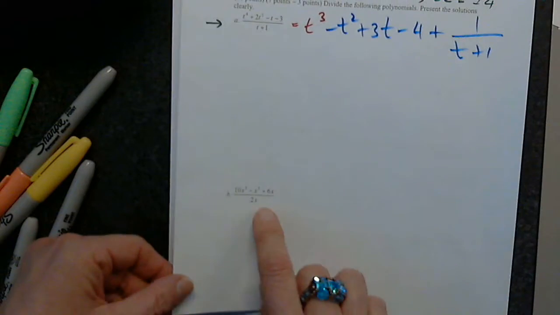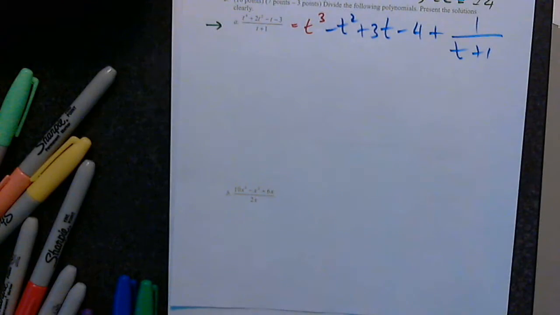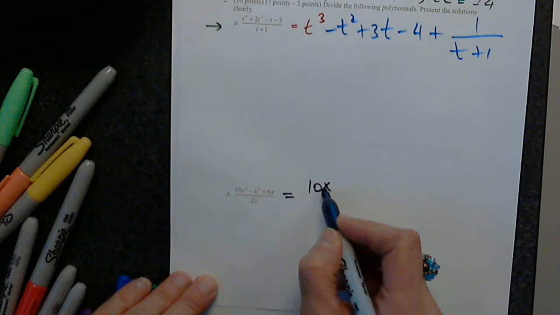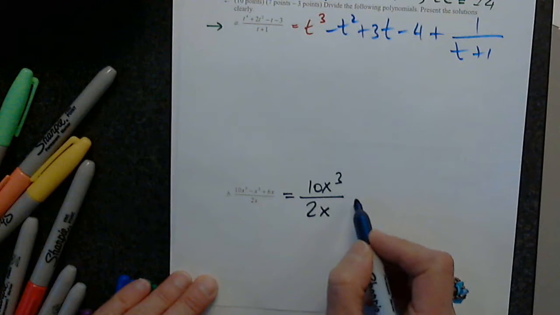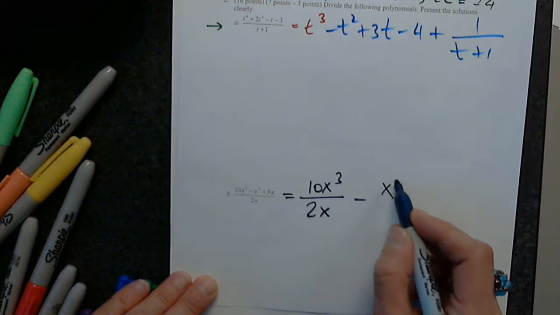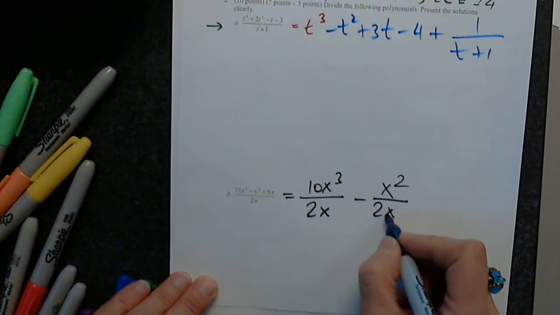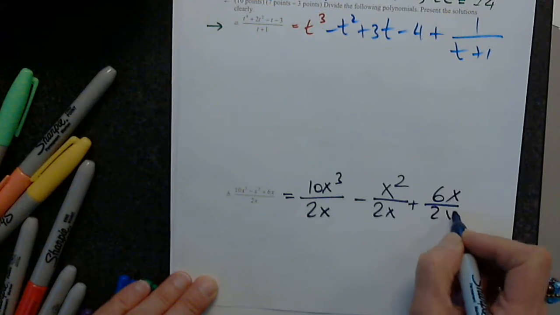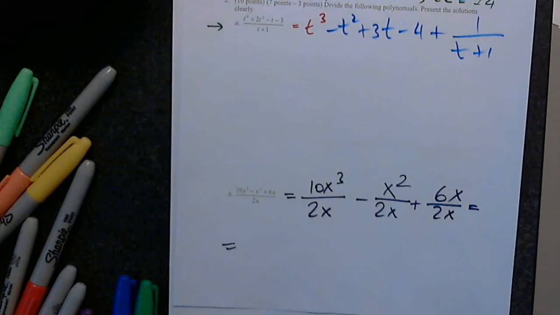Okay, so can anyone give us the answer for part B? Or tell me what to write for part B first. It's 10x cubed over 2x, minus s cubed squared over 2x. Very good. That's all I can do, but now I can simplify each fraction by itself.